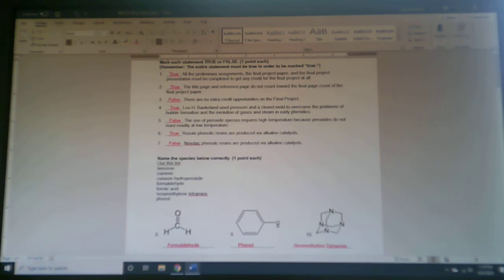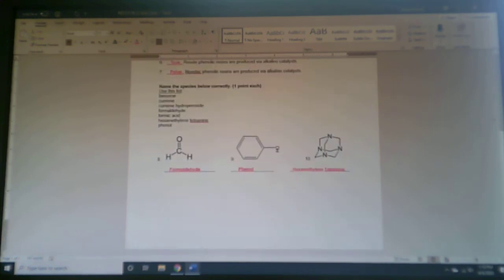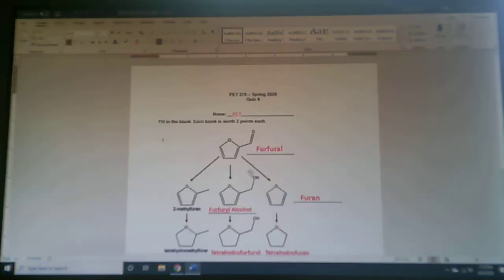Now for the 3 structures at the bottom. Number 8 is formaldehyde, number 9 is phenol, and number 10 is hexamethylene tetramine. I expect hexamethylene tetramine to be what you answer on everything. When you have your degree and you work in industry, you can call it hexa, but for the purpose of your exam, it's hexamethylene tetramine. If you have any questions about any of this, please let me know, and I will clear those up for you. Moving on to quiz 4.